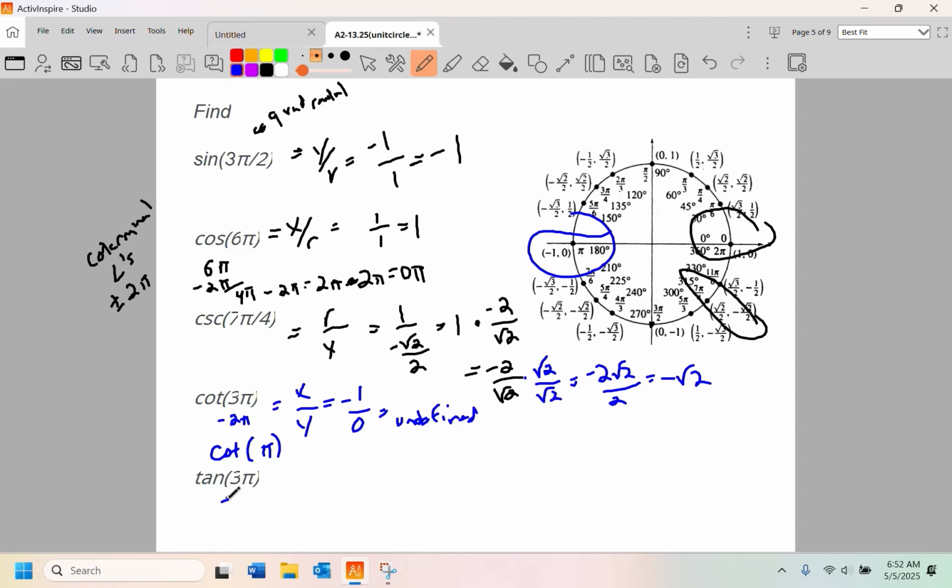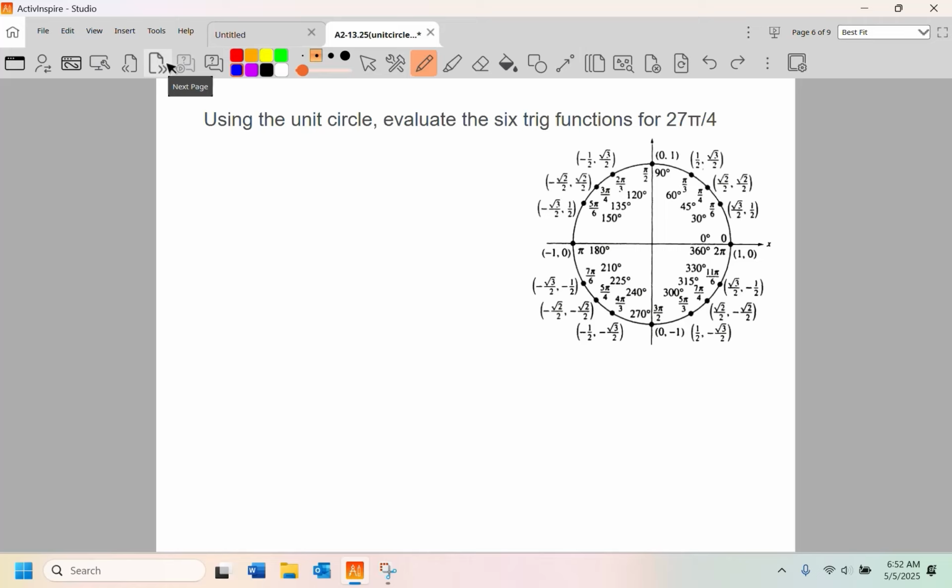Tangent of 3 pi, again, we'll just do the same trick. This becomes the tangent of pi because of coterminality. So same place, tangent's y over x, so this is going to be 0 over negative 1, which is just 0. Moving forward, it's not a hard lesson, is it?